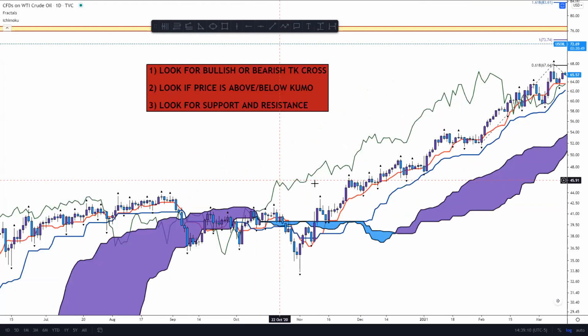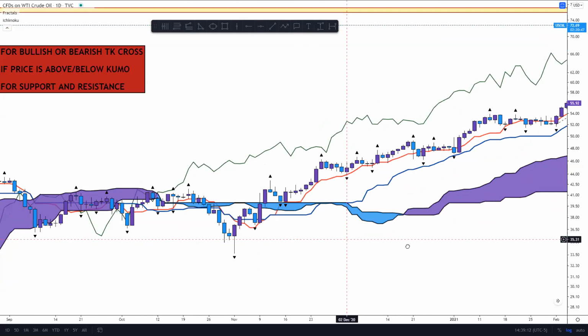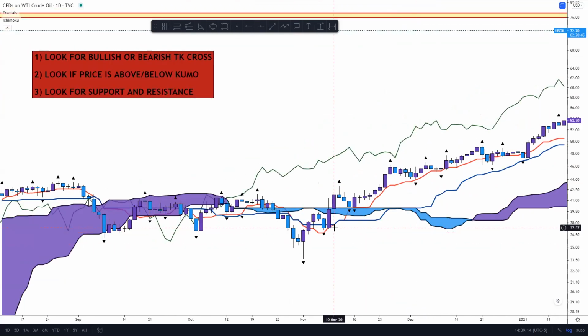So it followed all the rules right here. We had our bullish TK crossover. That's one. Price was above the cloud. And we look for an area of support or resistance. In this case, it's support since we're above the cloud. The Tenkan-sen and the Kumo itself are acting as a support level. So we're looking to take a trade right here.